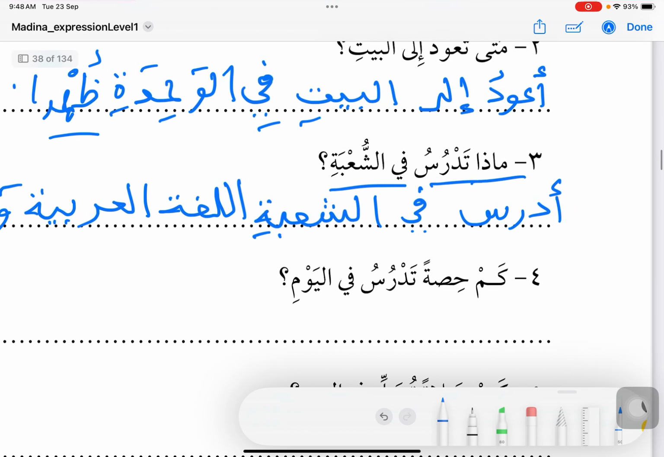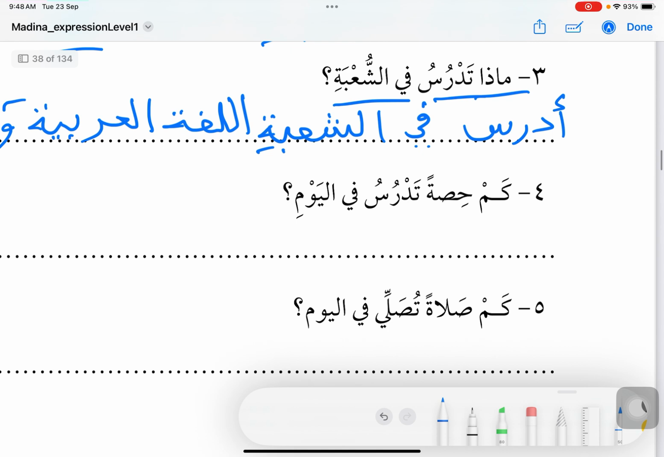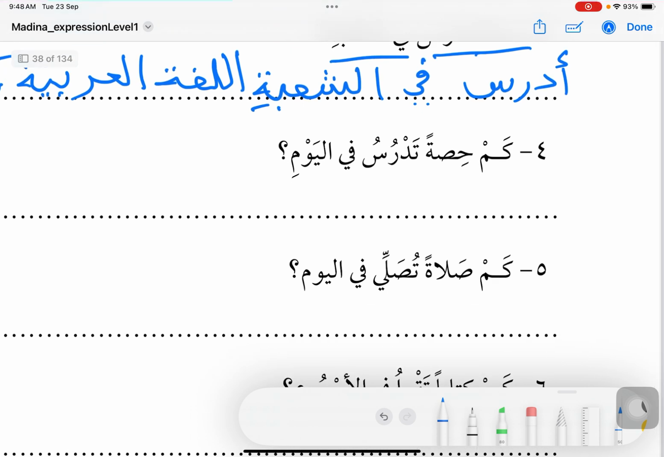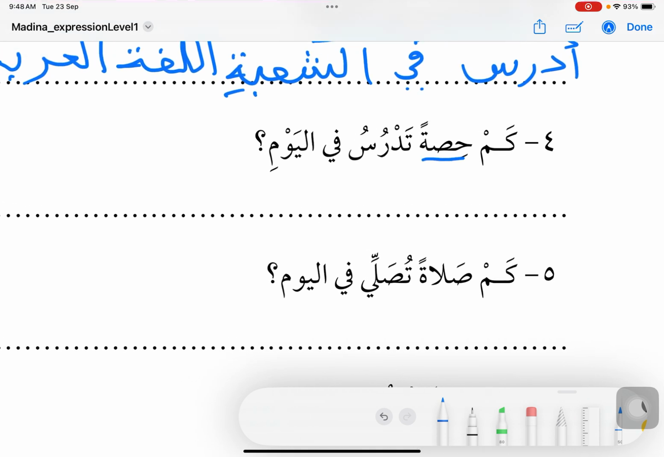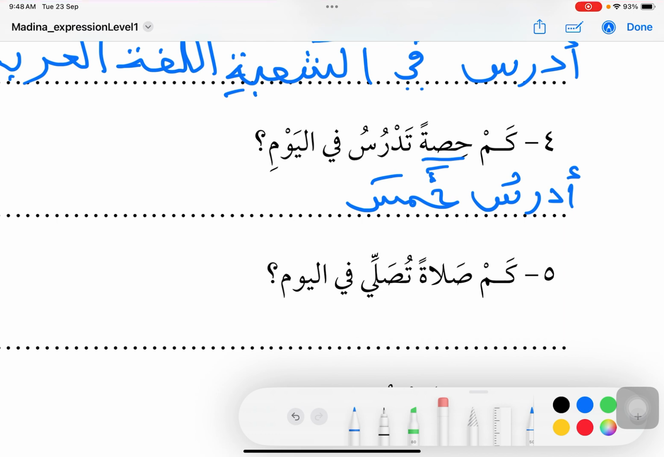Okay, the next one, kam hissatan tadrusu fil yawm. How many periods or how many classes do you study during a day? Would say adrusu, I study, khamsa hisasin, which is the plural of hissa. Khamsa hisasin.